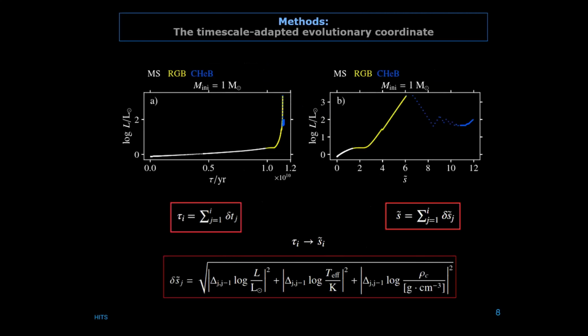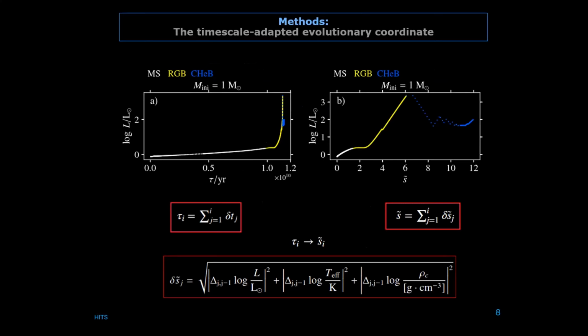And on this slide, I tell you about what this latent variable is. It's a timescale-adaptive evolutionary coordinate, which is used to reparameterize the evolution of stars. And you see the need for this when you look at the time series of log luminosity of a sun-like star from the zero-age main sequence up to the end of core burning phase, and during the late stages of its evolution, the final 10%, the star undergoes substantial changes.